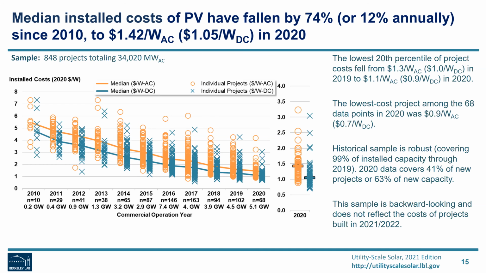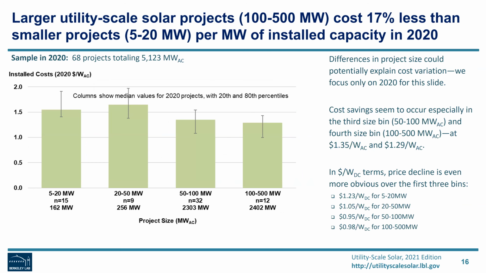In our 2020 sample, projects that use trackers exhibit a small upfront cost premium over fixed tilt plants of about 20 cents a watt or so. But this can be compensated by increased generation. Of course, the sample here is backwards looking and does not reflect the cost of new projects that are built in 2021 or 2022, which may be cheaper or maybe a bit more expensive, depending on what the COVID supply chain troubles may give us over the next years. Next slide, please. On this slide, we only focus on 2020 installations and examine how project costs vary by size.